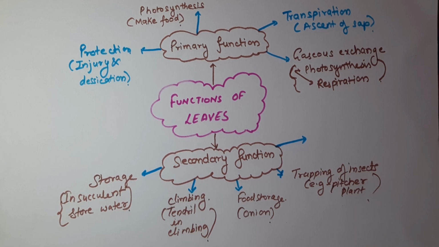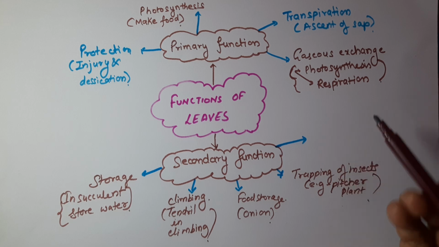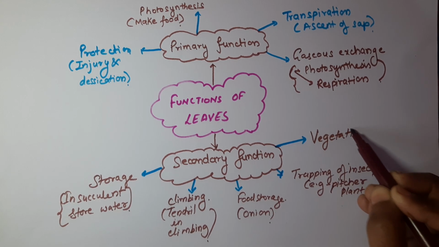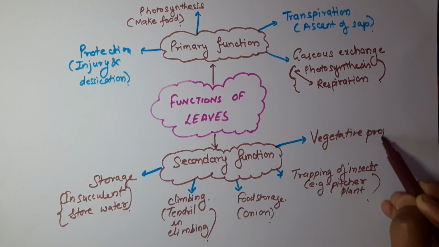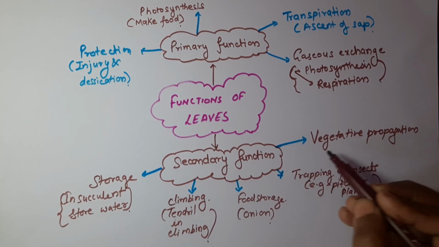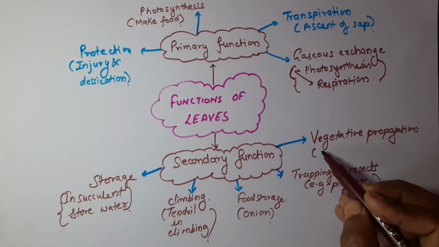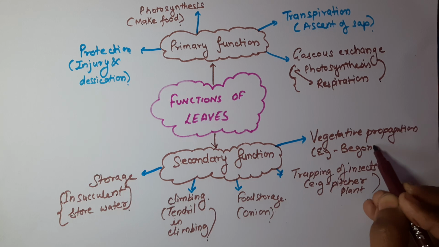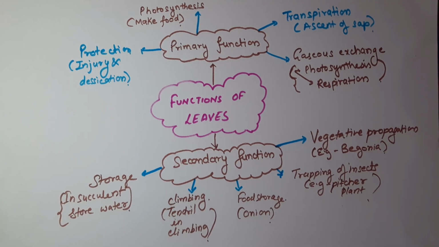And the last and very important function is vegetative propagation. The leaf also provides a valuable source of propagation, and examples are bryophyllum as well as begonia. They are also used for propagating the plants.